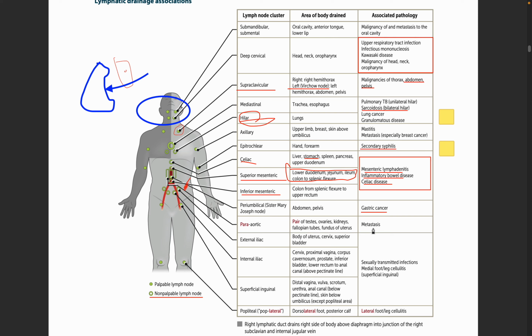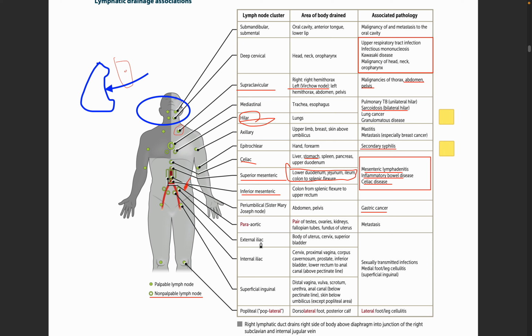Then, I just wanted to convey to you that this is a mnemonic. Mnemonic means a simple thing to be remembered. Then comes the associated pathology, which is metastasis. Any kind of cancer occurring in these areas will travel toward the para-aortic lymph nodes. Am I clear to you?